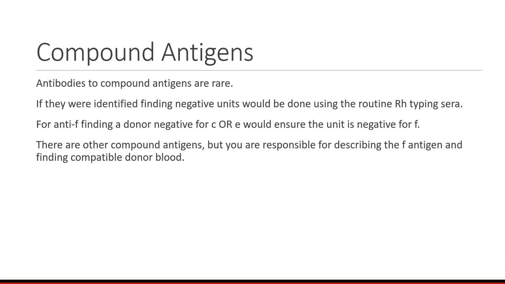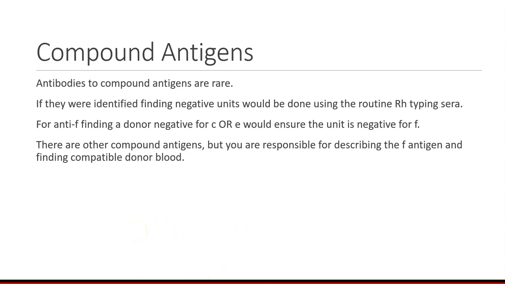Antibodies to compound antigens are rare. If they were identified, finding negative units would be done using the routine Rh typing series. So you would type your donors for big C, big E, little e, and D. For anti-f, if you find a donor negative for little c or little e, this would ensure the unit is negative for f. So again, little c and little e must be present on the same side. So if you're little c negative or little e negative, you will not be capable of having f. There are other compound antigens, but you're responsible for describing the f antigen and finding compatible donors.